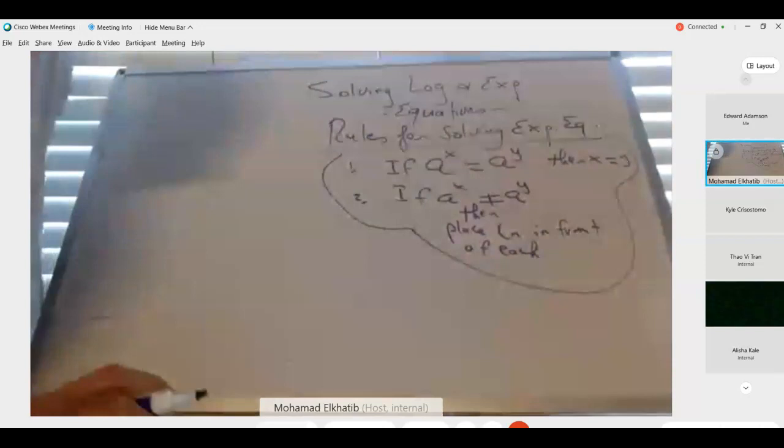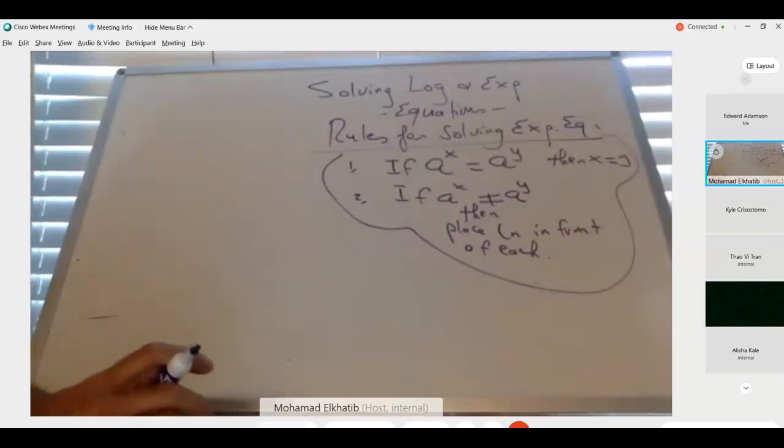Okay, so rules for solving exponential equations. If I can get the exponential equation in the form a to the x equals a to the y, remove the a's and make x equals y. But if I cannot make a to the x equals a to the y, then place ln in front of each term. Okay? So this is what I'm talking about here.